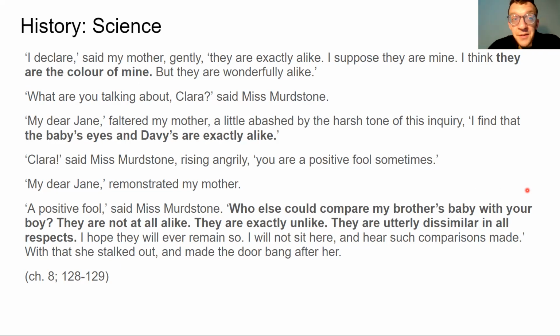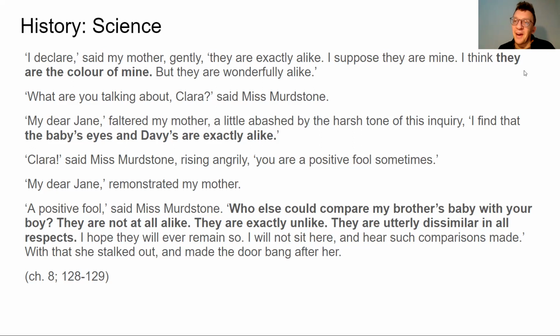"I declare," said my mother gently, "they are exactly alike. I suppose they are mine. I think they are the color of mine, but they are wonderfully alike." "What are you talking about, Clara?" said Miss Murdstone. "My dear Jane," faltered my mother, a little abashed by the harsh tone of this inquiry, "I find the baby's eyes and Davy's are exactly alike." "Clara," said Miss Murdstone, rising angrily, "you are a positive fool sometimes." "My dear Jane," remonstrated my mother. "A positive fool," said Miss Murdstone. "Who else could compare my brother's baby with your boy? They are not at all alike. They are exactly unlike. They are utterly dissimilar in all respects. I hope they will ever remain so. I will not sit here and hear such comparisons made." With that, she stalked out and made the door bang after her.